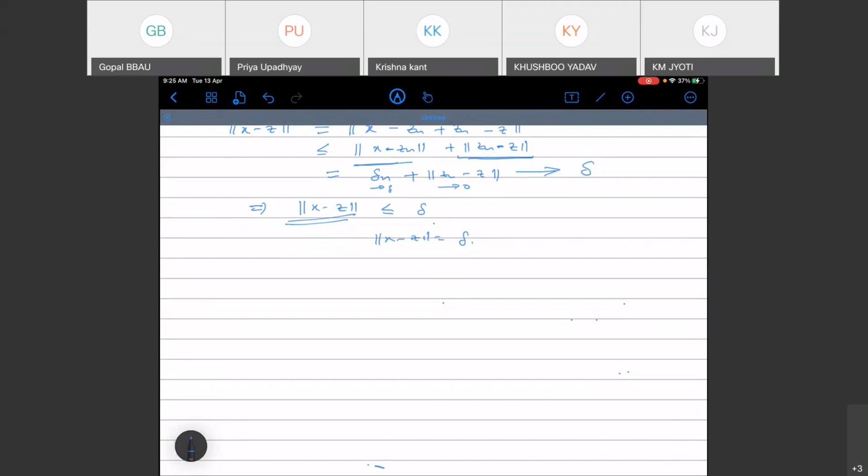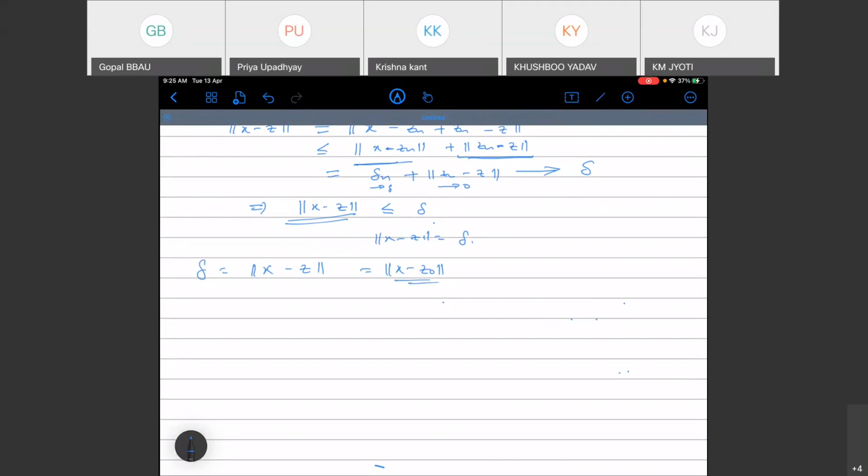You will assume that there exists a point Z and another point Z naught, such that for the two points Z and Z naught the distance from X is delta. Then you will prove that in fact Z equals Z naught. I leave this for you, please do it on your own. When you say Z equals Z naught, if you prove norm Z minus Z naught equals 0, then you are done. So use the parallelogram law to prove this.